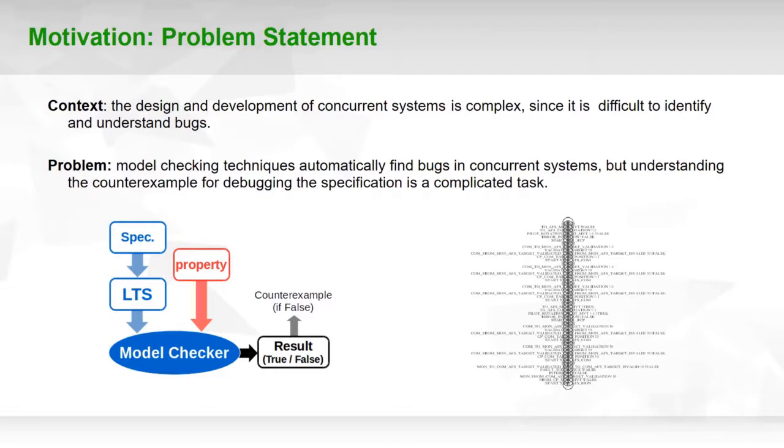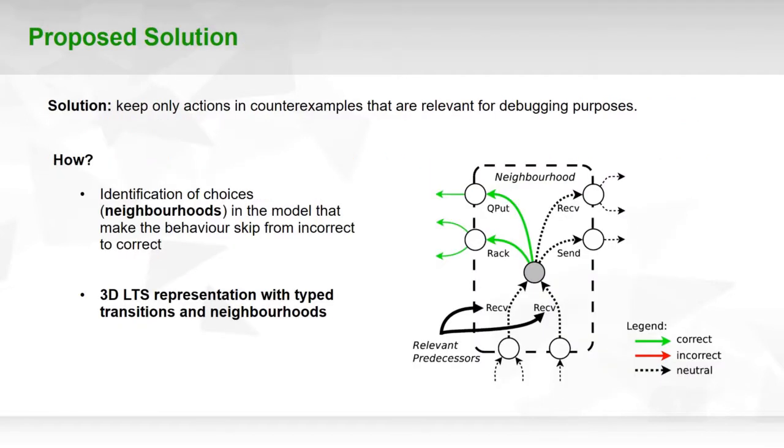So, our solution aims to facilitate the use of model checking techniques by keeping only relevant actions in counterexamples. To do so, we first identify relevant choices in the model between correct and incorrect behaviors. We call these choices neighborhoods. Then, we exploit these neighborhoods and give a 3D visualization of the model enhanced with this information.